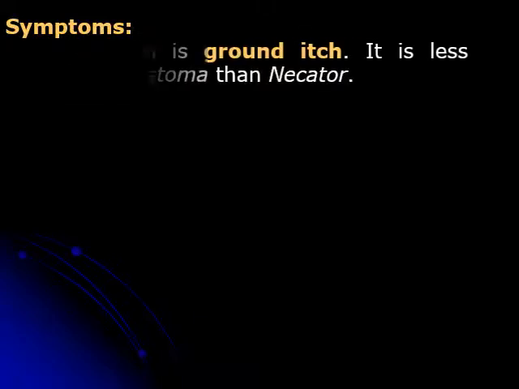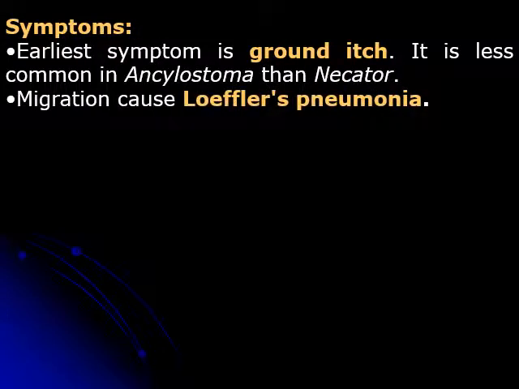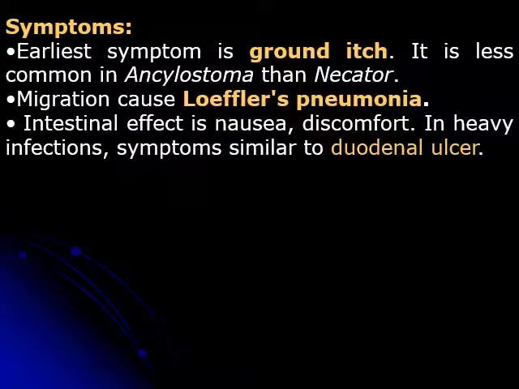Symptoms of hookworm disease. The earliest symptom is ground itch. Ground itch is a transient inflammation at the site of entry of the third stage larva. It is less common in Ankylostoma than in Necator americanus. Migration in the lung causes Loeffler syndrome only when it is a heavy infection, but light infection doesn't cause manifest Loeffler's pneumonia like that in Ascaris.